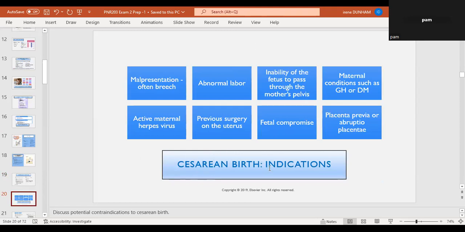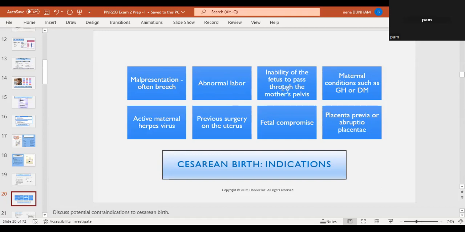Now, cesarean birth indications. These are reasons why you would have to do a cesarean. All right, so you've got a breech or a malpresentation. We talked about that: shoulder presenting, transverse lie, breech. Those are your indications for a C-section. All right, abnormal labor, dysfunctional labor, labor dystocia. You just can't get that uterus to contract the way you want, every 2 to 3 minutes, lasting 60 to 90 seconds in duration, and the baby's not coming down.